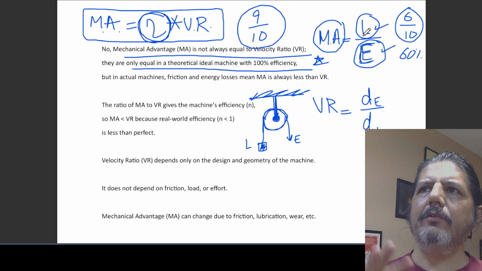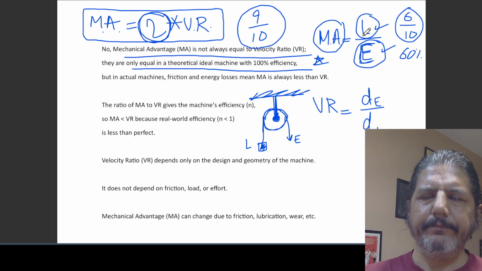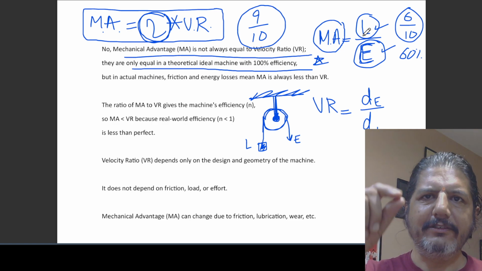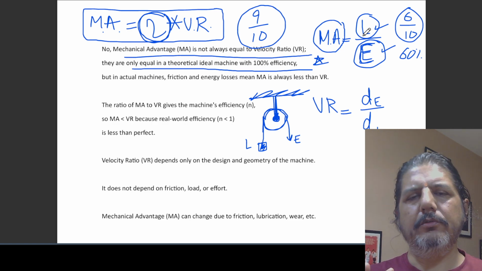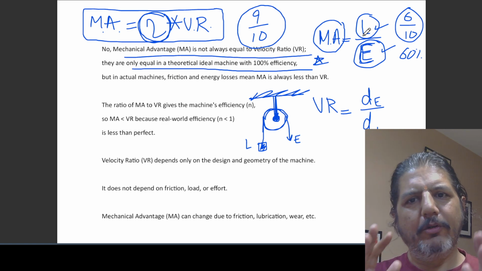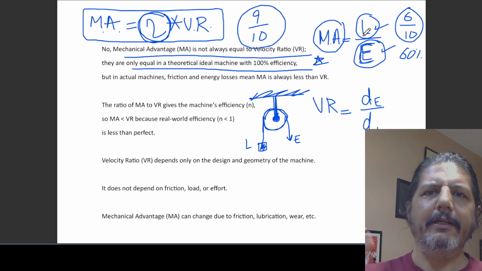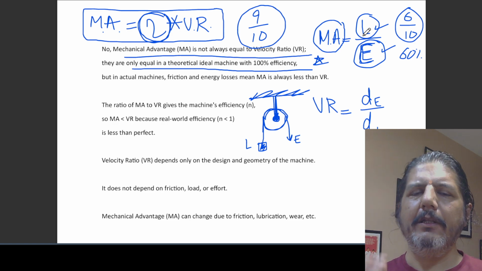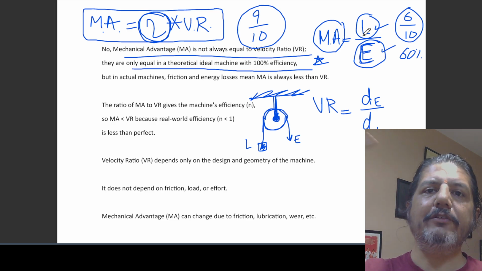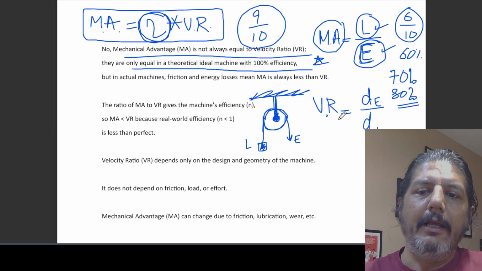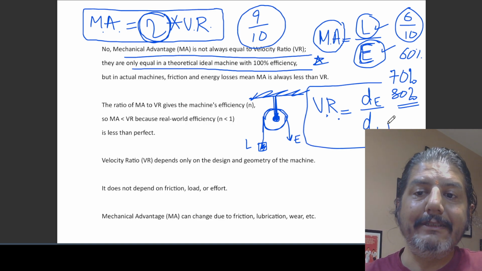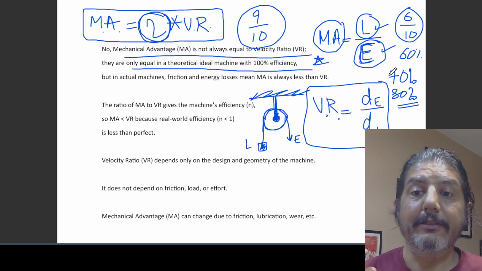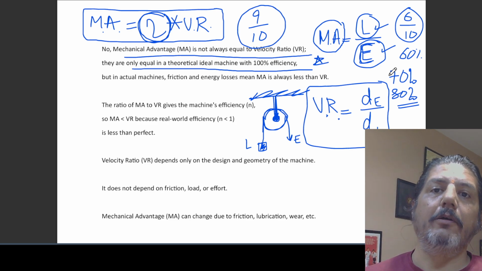Now let us assume that you got it repaired, or you lubricated it, you got a new axle for it. And now what you see is that the load remains the same. Let us assume that you are trying to pull a 100 kg load, but now a lesser amount of effort has to be applied. So the efficiency has improved. Velocity ratio is given in our textbook by dE by dL, that is the distance moved by the effort and the distance moved by the load.